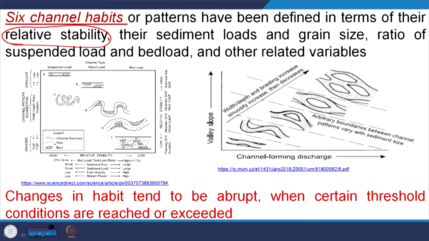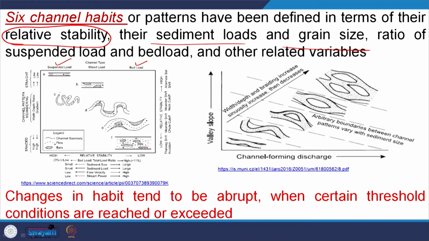Then their sediment load and grain size: some of these channels exclusively transport coarse grained particles, and some channels are exclusively for fine grained particles. Then the ratio of suspended load to bed load, that means whether suspended load is dominating or bed load is dominating, and other related variables. Depending upon this, 6 channel habits have been identified and it is given in this figure.